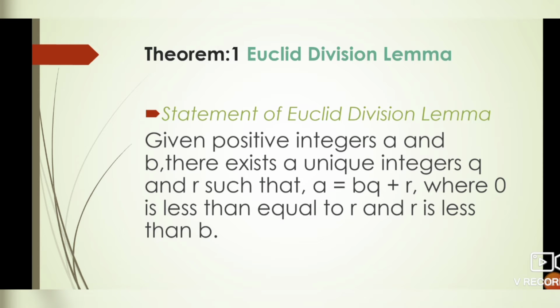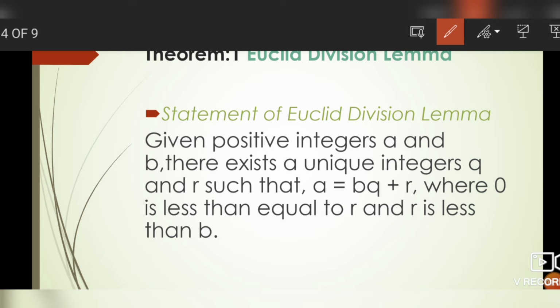Now, one of the theorems in this chapter is Euclid's division lemma. Euclid's division lemma is the most important theorem in this chapter. The statement of Euclid's division lemma is like this. Given positive integers a and b, there exist unique integers q and r such that a is equal to bq plus r.